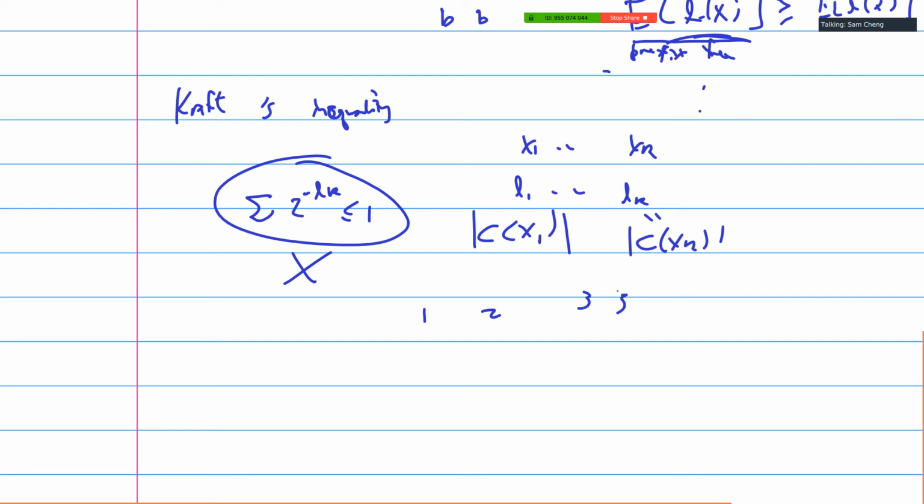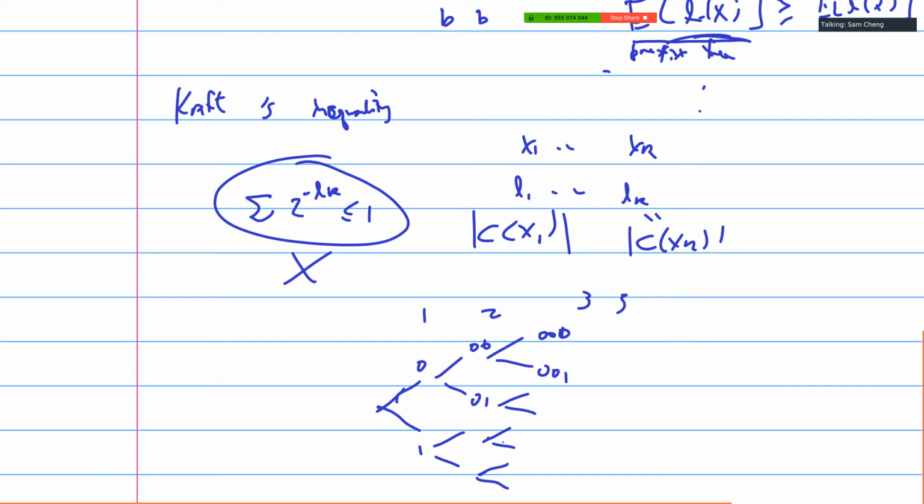Let's not consider whether it's satisfied or not, but let's build a binary tree where the depth of a node corresponds to the length of that codeword. Say I start with 0, 1, and then 0 0, 0 1, and then 0 0 0, 0 0 1, and so on and so forth, continuing the construction.